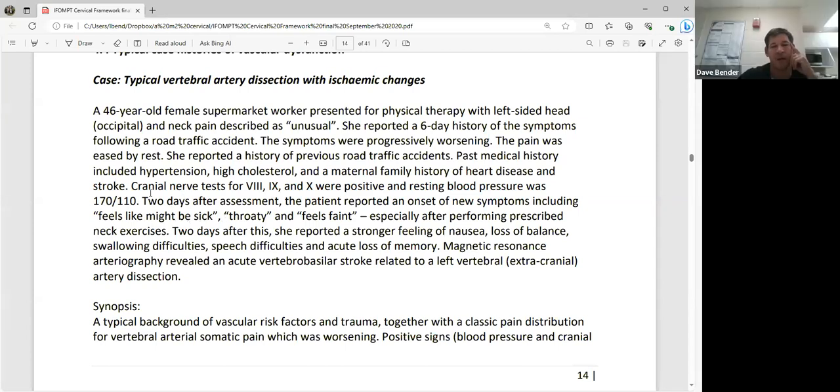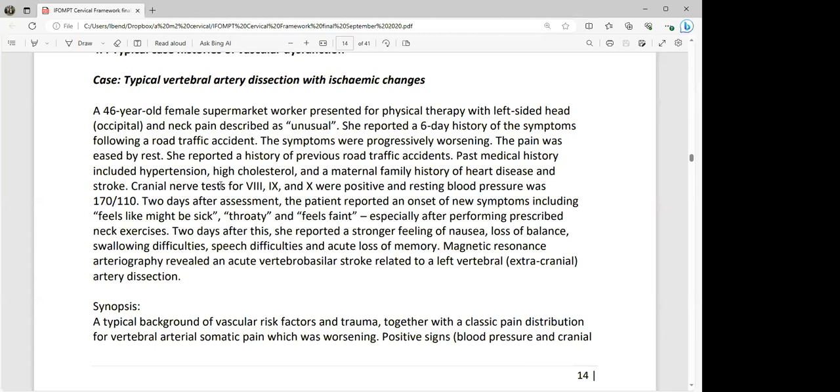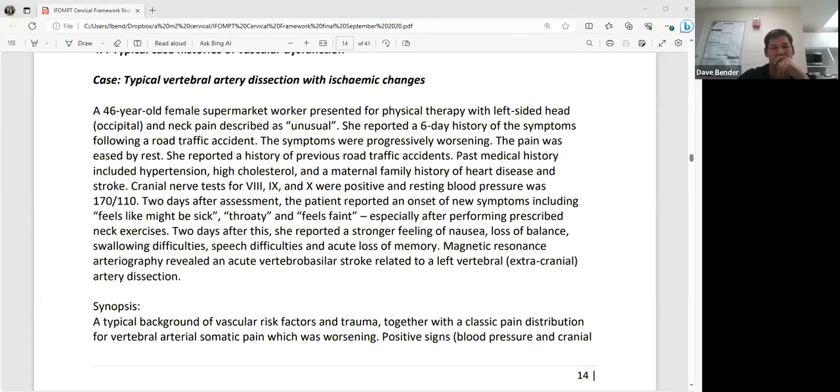Yeah. And what I always thought was funny with this case too was the fact that she had positive cranial nerve tests and they gave her exercises. The resting blood pressure of 170 over 110, you start going, maybe they've got bigger issues than just neck pain. Yeah, exactly. You get the blood pressure, you have a few other things going on here. Anyone else?